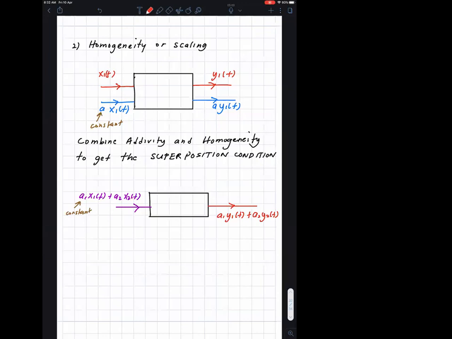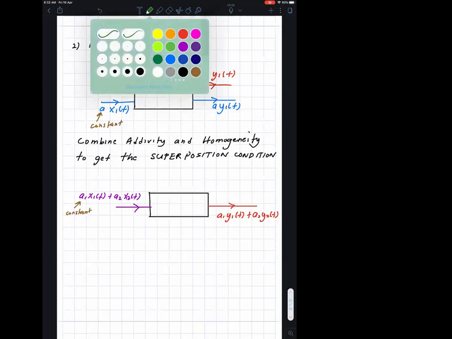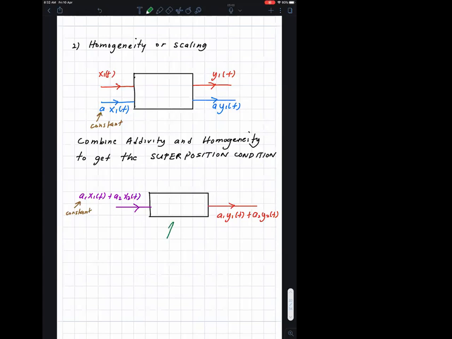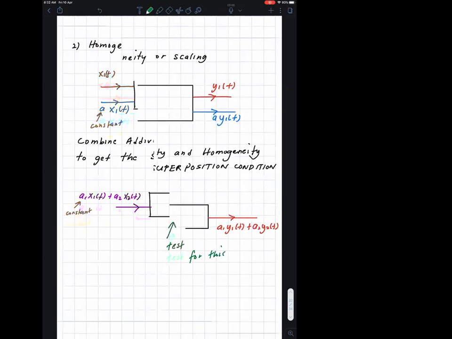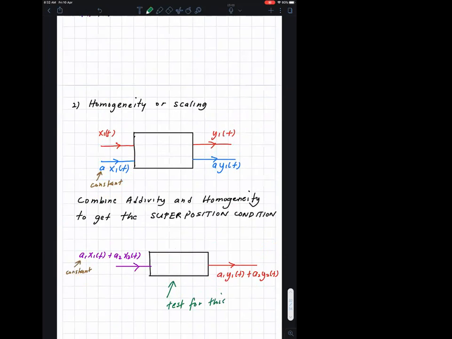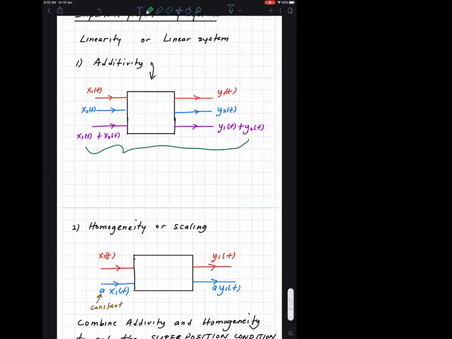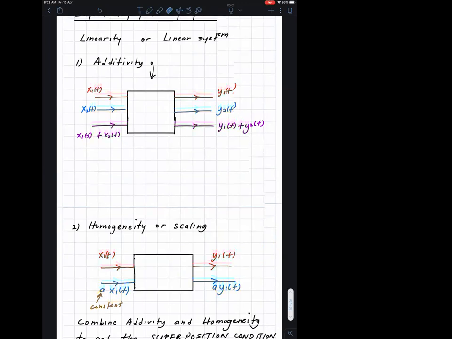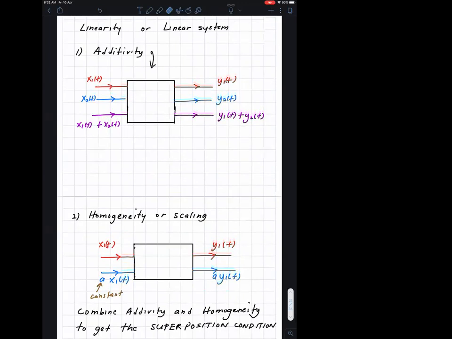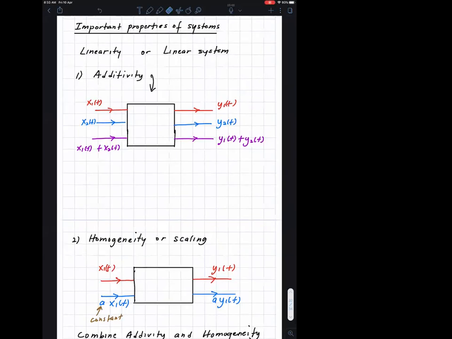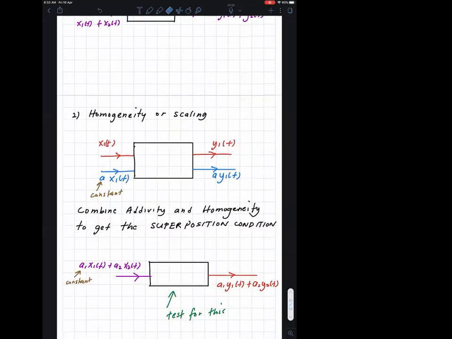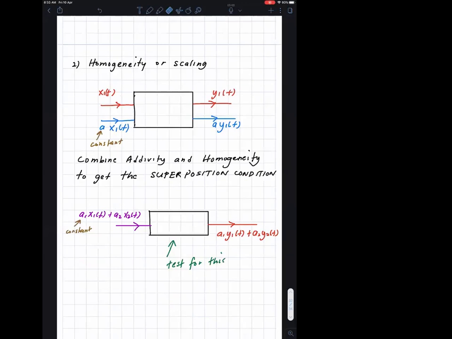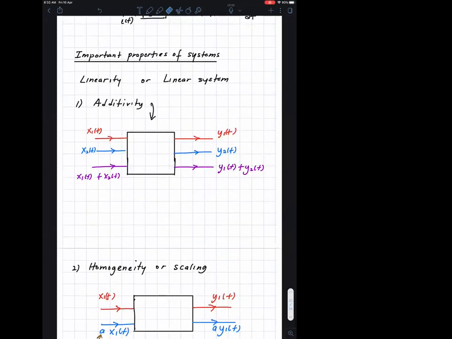So if a system can meet these two conditions, then it's linear. Sometimes you can come and just test for this part here. If it fails, then you don't have to move any further. If it fails one of these conditions, let's say we fail additivity, then you don't have to go and prove homogeneity or scaling. So now we combine homogeneity and additivity to form the superposition condition.